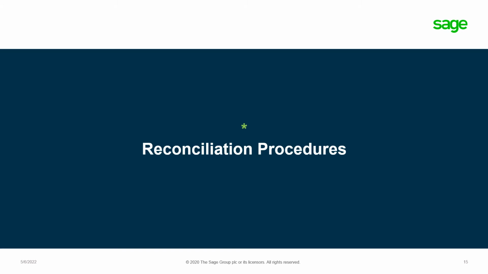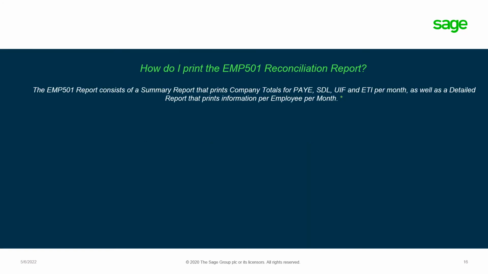Now we move to the reconciliation procedure as all the information was validated. The main report to use for the reconciliation will be the EMP 501 Recon report. How do I print the EMP 501 reconciliation report? The EMP 501 report consists of the summary report that prints company totals for pay-as-you-earn, SDL, UIF, and ETI per month, as well as a detailed report that prints information per employee per month. With the reconciliation procedure, the values on the payroll must reconcile to the values paid to SARS.